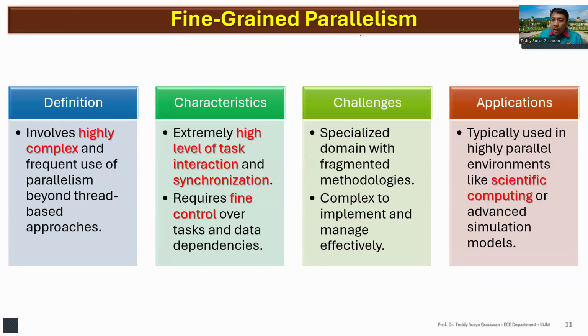Fine grain parallelism is at the instruction level, in the core itself. It involves highly complex and frequent use of parallelism beyond the thread-based approach. So this is instruction-based. You do pipelining. You can run multiple instructions at once, or you can do vector processing. So this is fine grain parallelism, an even smaller task that you divide. This has an extremely high level of task interaction and synchronization, and requires fine control.